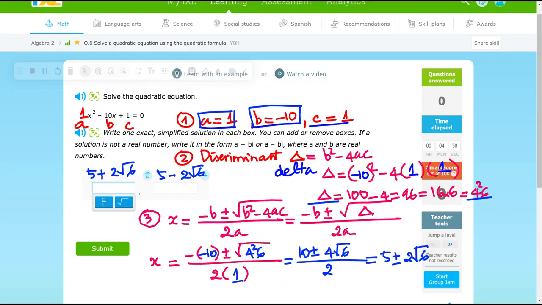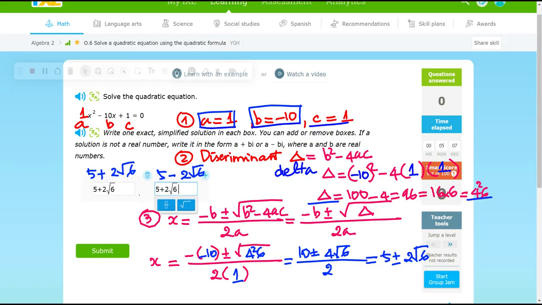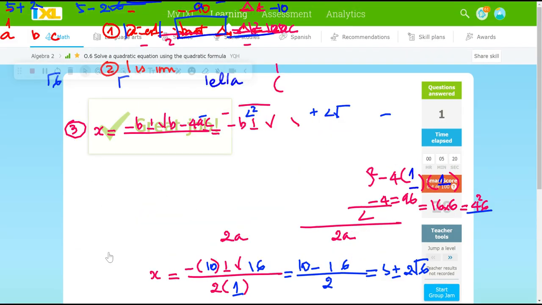I put right here 5 plus 2 square root of 6. If you want to do it fast, you can do this. Control A to highlight it, Control C to copy, and then you go to the second box and press Control V. So now the important step is change the plus sign to the negative sign. So two solutions: one with the plus sign, one with the negative sign. Okay. Submit. Voila.